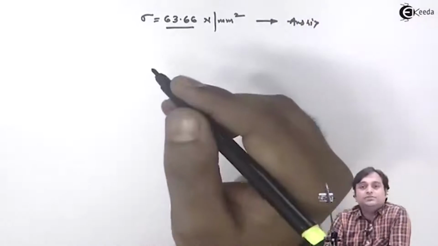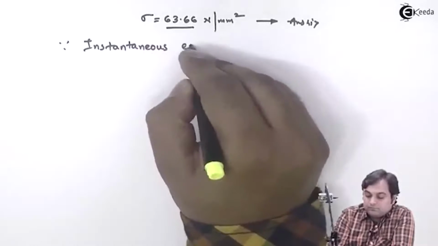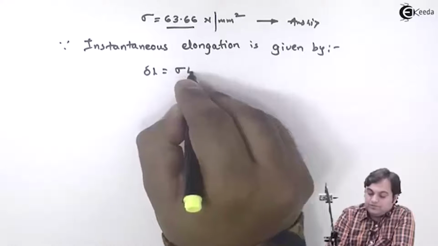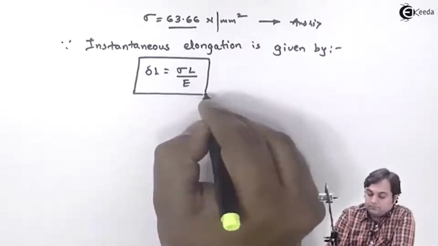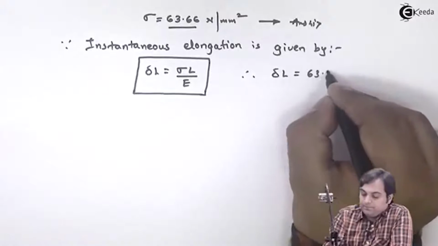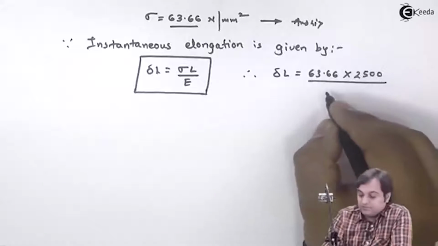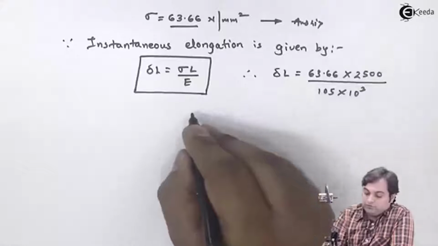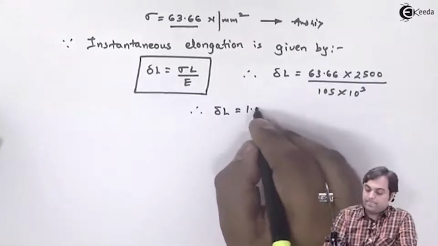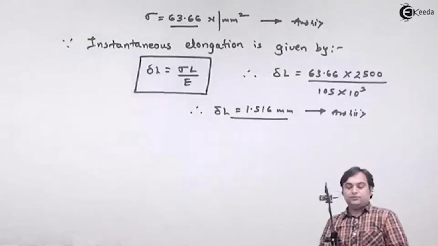Next we have to calculate the instantaneous elongation or deflection. Instantaneous elongation is given by delta L is equal to stress into L upon E. So deflection will be equal to stress we have just calculated, 63.66, into the length of the member, 2500, upon Young's modulus, 105 into 10 raised to 3. From this we can calculate the instantaneous elongation for gradually applied load. The answer is 1.516 mm, the second answer. Now this was up to the gradually applied load.